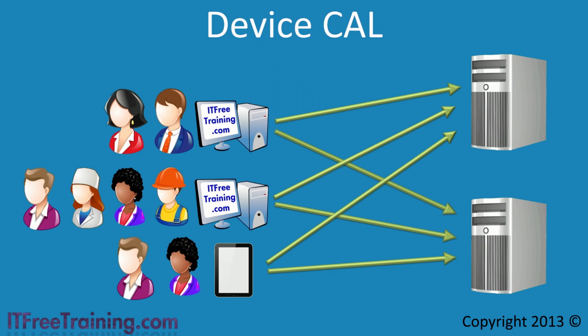In this example, there are multiple users that are using the same computer or device to access Windows file servers. In this case, if you were to purchase User CALs, you would need 6 User CALs. If you instead use Device CALs, only 3 Device CALs would be required. You can see that in this case, it is cheaper to use Device CALs rather than User CALs.